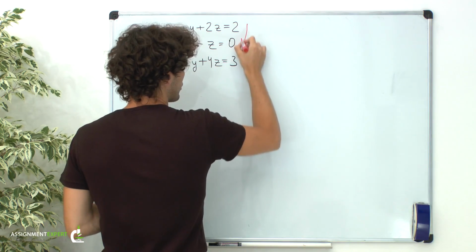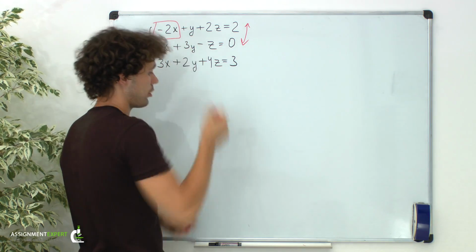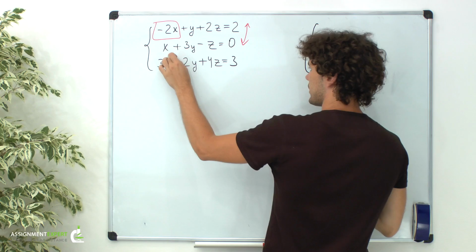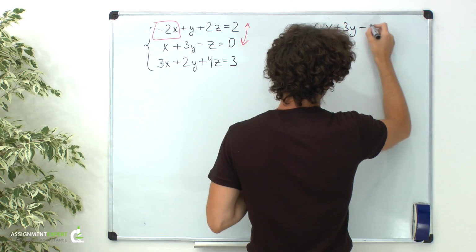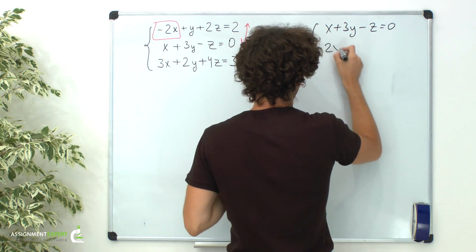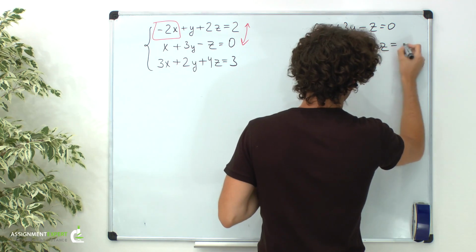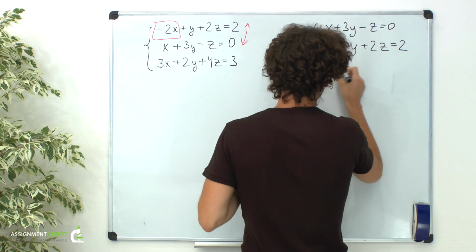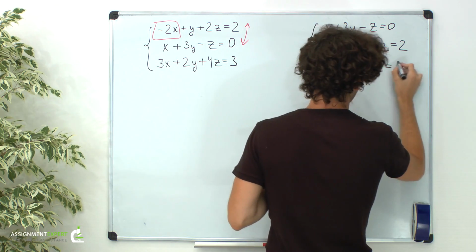Let's swap the first two equations so that we have coefficient 1 in front of x in the upper equation. Here's what we get. The second equation becomes the first now: x plus 3y minus z equals 0. And the first one becomes the second: negative 2x plus y plus 2z equals 2. In the last equation we have 3x plus 2y plus 4z equals 3.